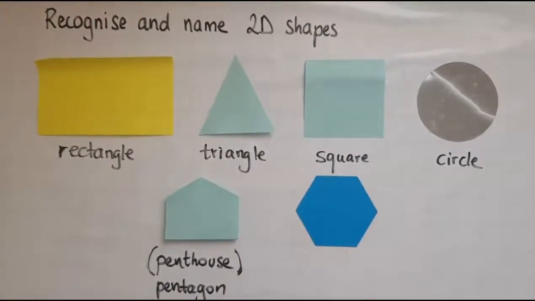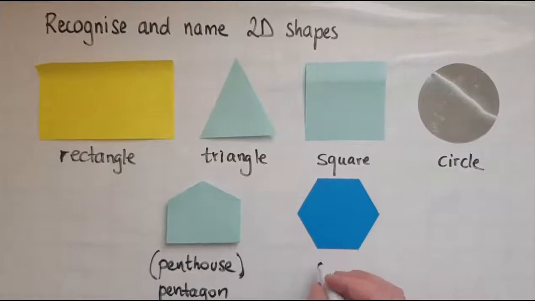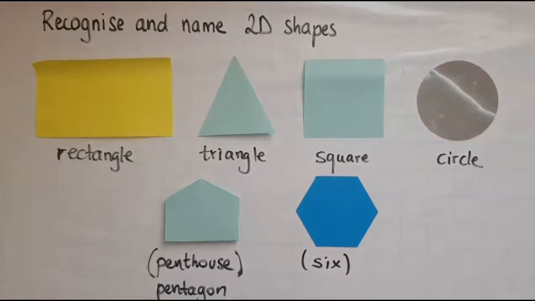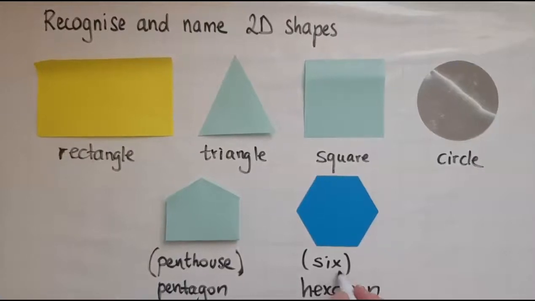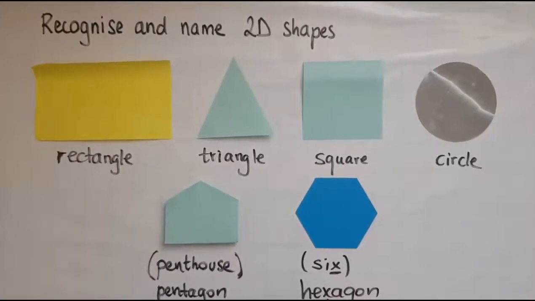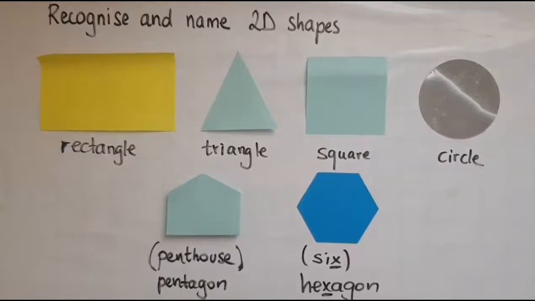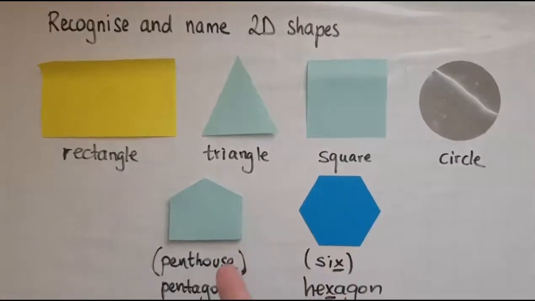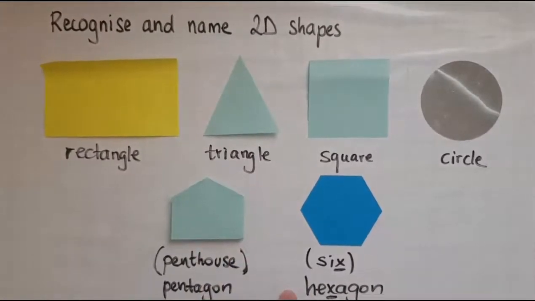And this other shape has 1, 2, 3, 4, 5, 6 sides. We call it hexagon. So 6 has an X, and hexagon has an X there as well. That should be a clue to help you remember that a hexagon has 6 sides. So these are the 2 extra 2D shapes that you need to remember, recognize and name at Entry 2.